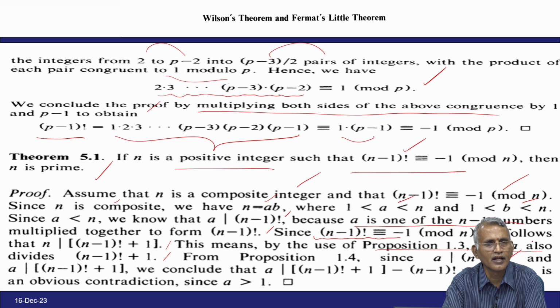From the proposition, a divides n minus 1 factorial and a divides n minus 1 factorial plus 1. Therefore, we can conclude that a divides n minus 1 factorial plus 1 minus n minus 1 factorial. Therefore, we have the value 1. So, this is an obvious contradiction since a is greater than 1. This way we can prove the following theorem of Wilson.